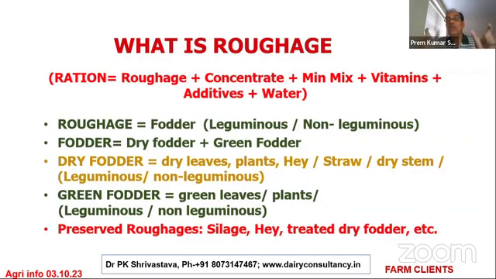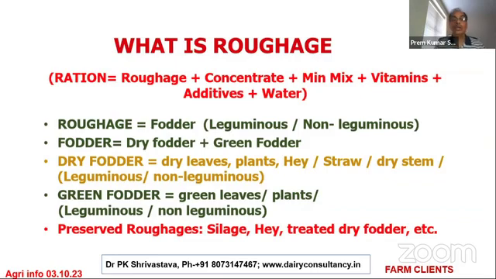Roughage is only fodder. And fodder is what? It is a forage other than concentrate. It doesn't have seed. It doesn't have any kind of chemical powder. It doesn't have any additional thing from outside other than the natural. So it is a fodder, a forage, a plant, a soft plant. It could be leguminous, it could be non-leguminous, right?